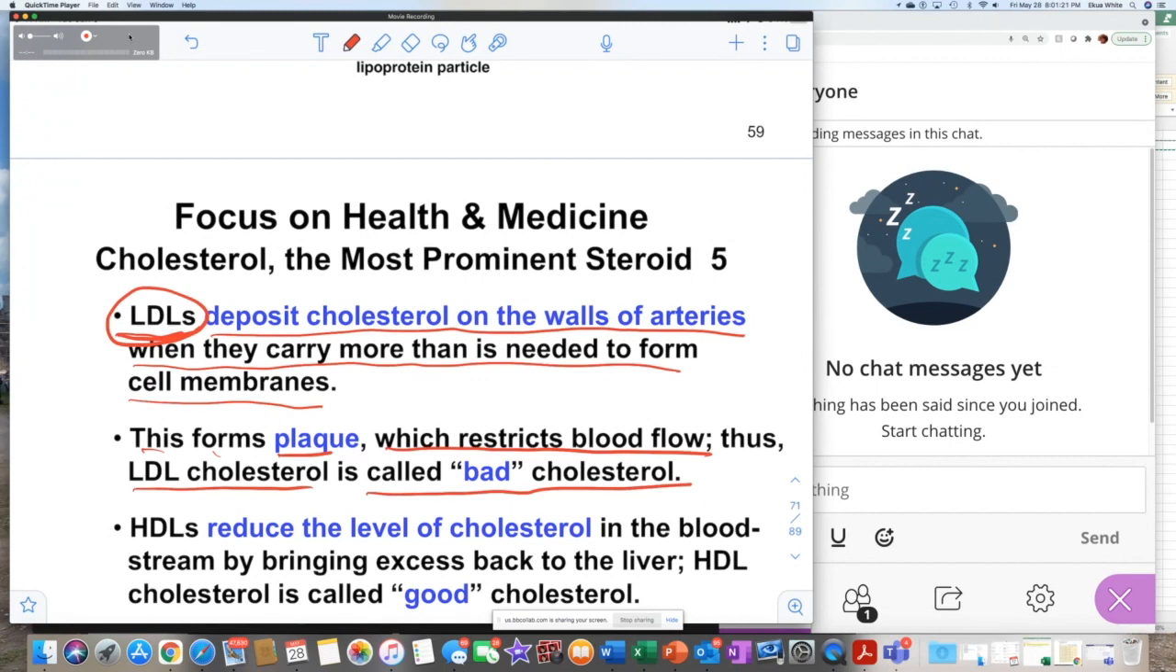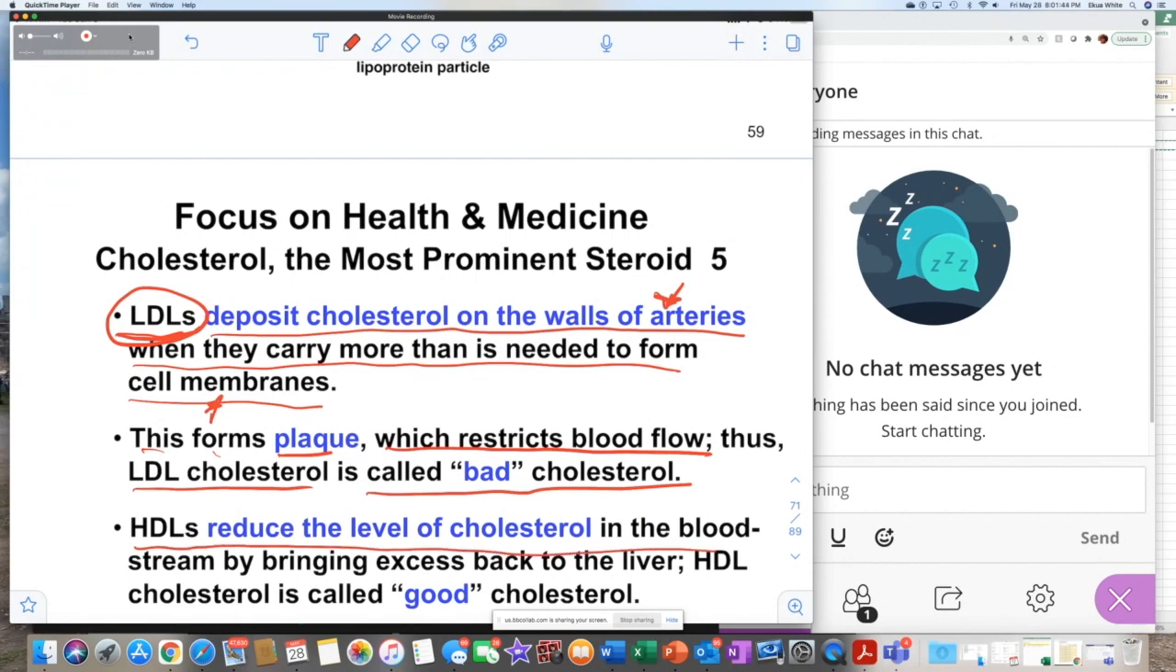It's bad just because if you have too much of it, that means too much of it is being brought to your arteries. You want it, but not in your arteries, right? If you have a low amount of LDLs, that means they're doing their job, and you don't have all these extra LDLs taking cholesterol to your arteries.